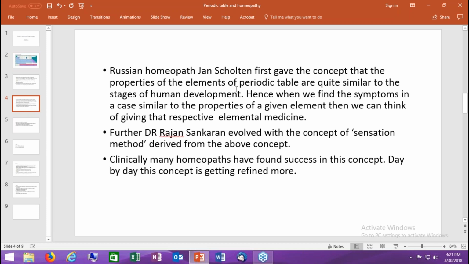After John Scholten, Dr. Rajan Sankaran, a Mumbai-based homeopath from India, has further worked on this concept and evolved it as a sensation method. Besides him, there are many more homeopaths as of now who have found great success by using this concept, and day by day their clinical experience is adding to the evolution of this concept too.